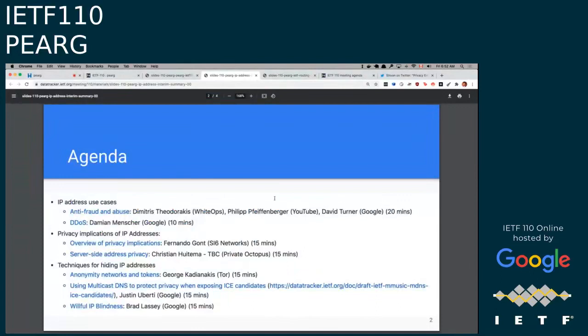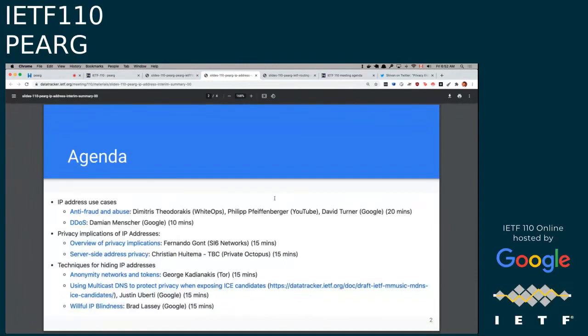Right, so the interim that we had, I forget when it was actually. The entire focus is on IP privacy, trying to look at it from the perspective of clients and servers. We made sure we had discussion in terms of how IP addresses are currently used on the server side for various anti-fraud and abuse cases, and for denial of service prevention and mitigation mechanisms. And there's a lot of lively conversation that came out of that.